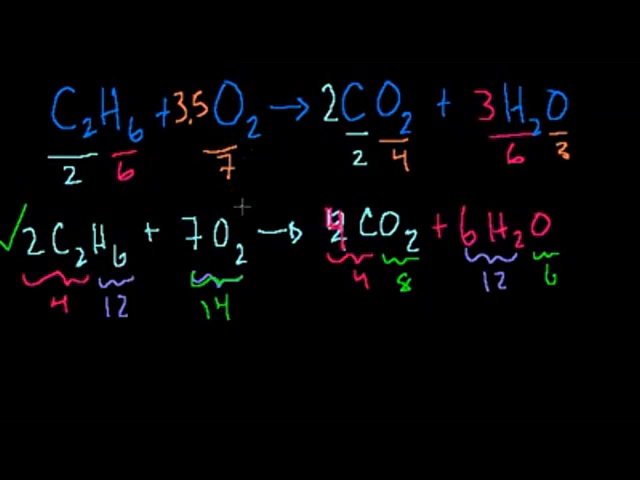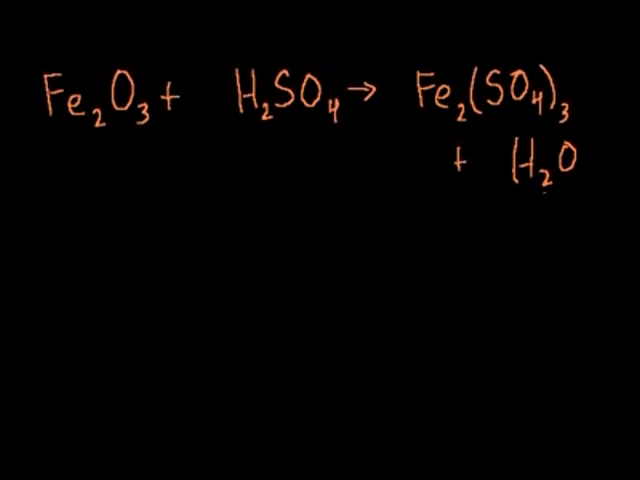So that one, a lot of people might have found to be a hard problem because you have this 3.5, and just going straight to this might seem non-intuitive. But if you just work from the more complicated molecules and go atom by atom, and if you end up with any fractions, you just multiply both sides by some number to get rid of the fraction, and then you're done. All right, let's do another one.